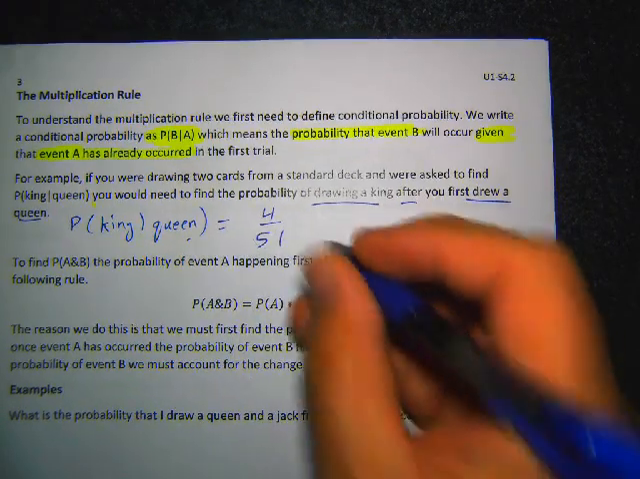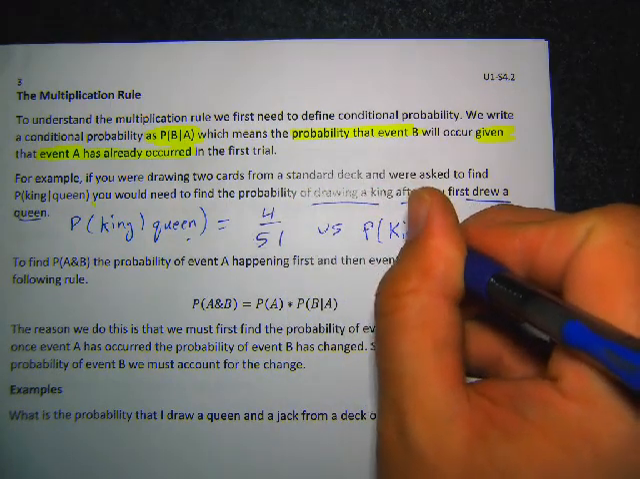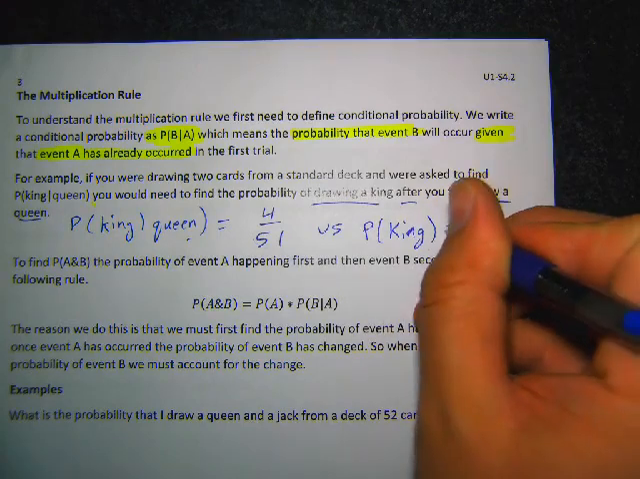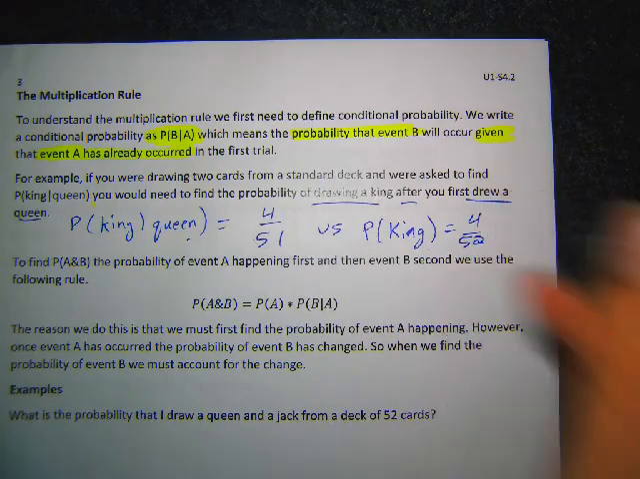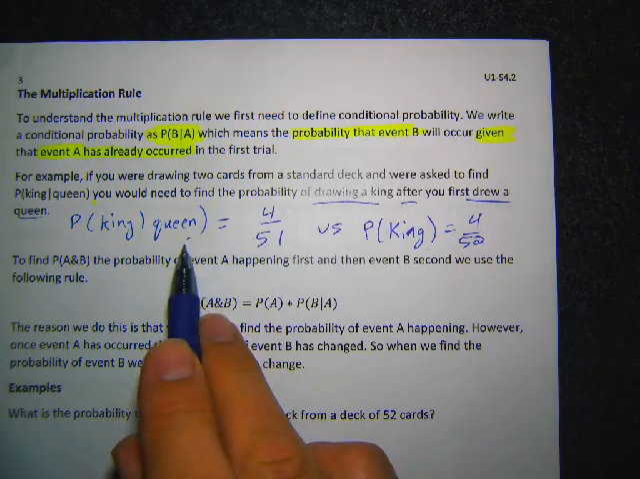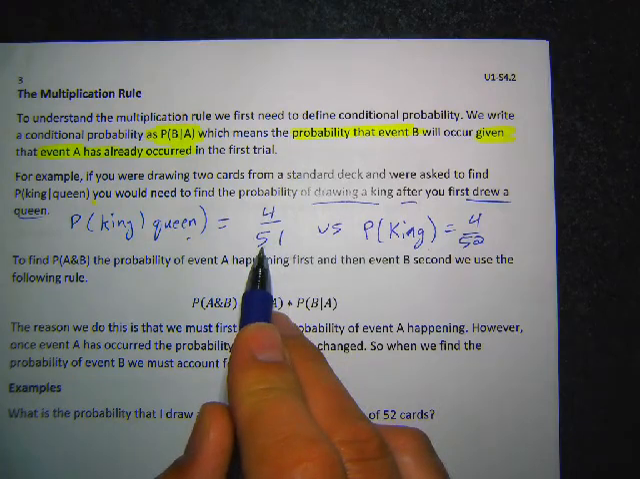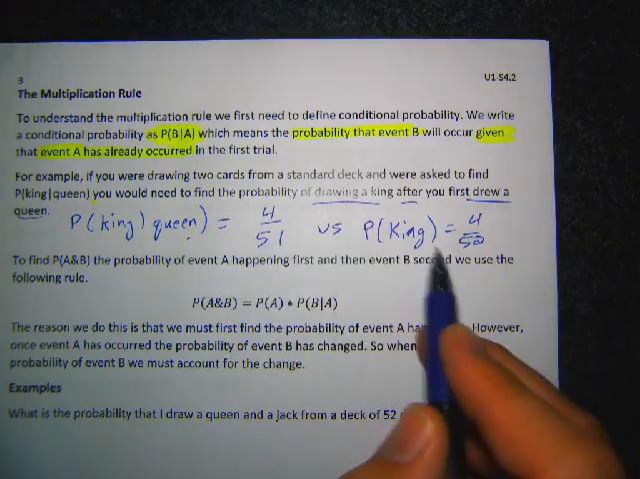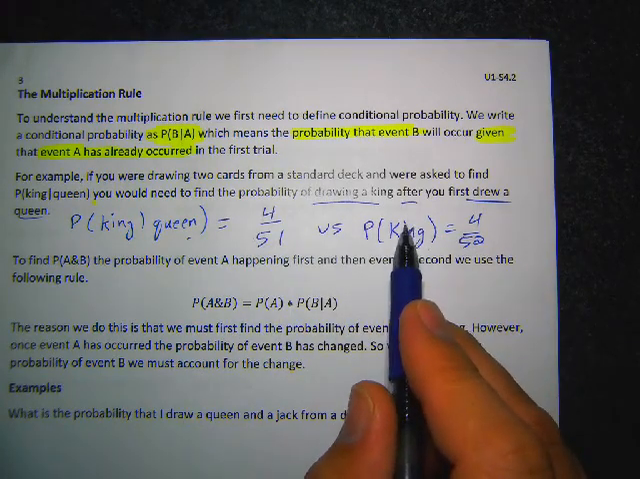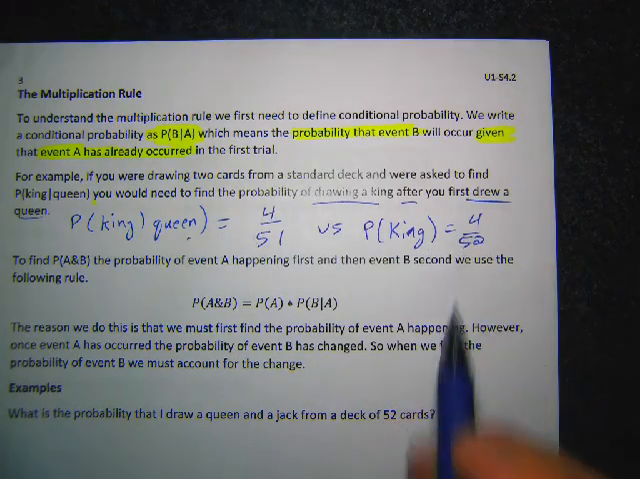So this is different versus the probability of a king without the given queen. If I'm just doing a king on the first draw, that would be 4 out of 52 because there'd be 52 cards to start with. So a given probability is tweaked a little bit, changed based on what happened in the previous draw. They drew a queen the first time, so now when they go to draw the king, there's only 51 cards left, versus originally there were 52 cards. If you tried to draw the king in the first place without the queen being drawn, it would be a little bit harder because there were 52 cards to draw from.